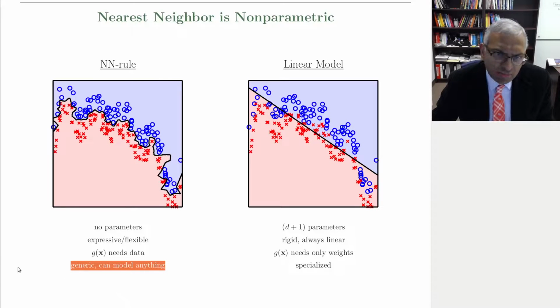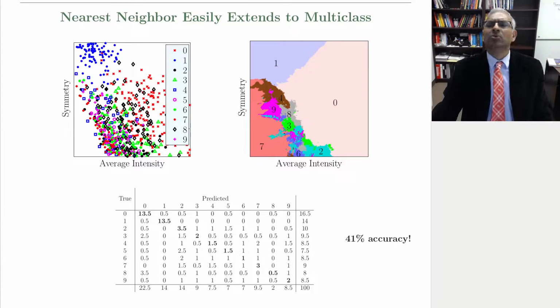Advantage of the nearest neighbor model: it's absolutely seamless to do multi-class. Okay, so now I'm showing you the digits data in all its glory. You have zeros, 1s, 2s, 3s, 4s, and so on with different symbols. And you see in the average intensity symmetry space, it's actually quite a mess.